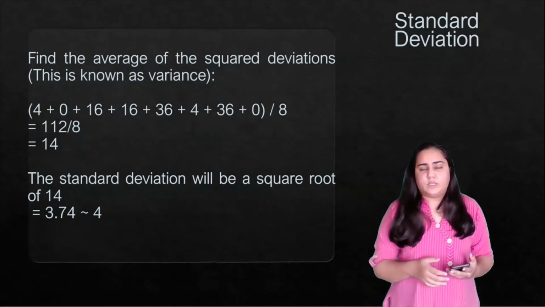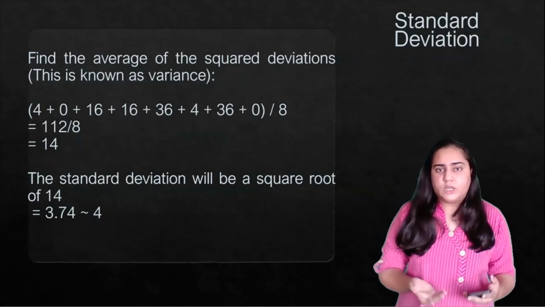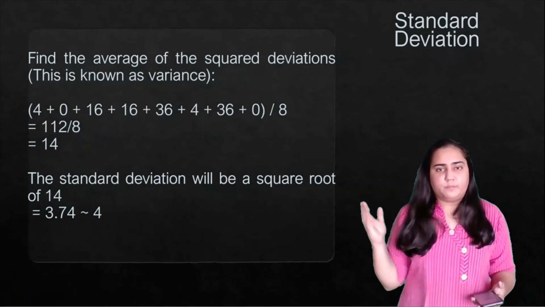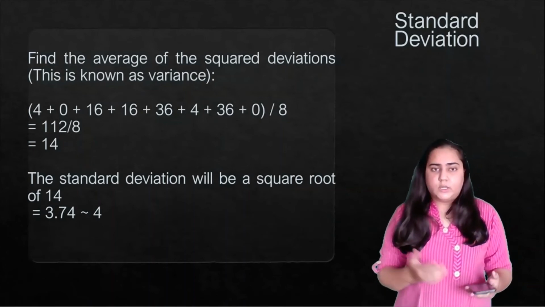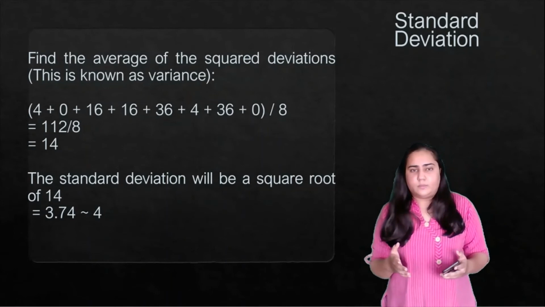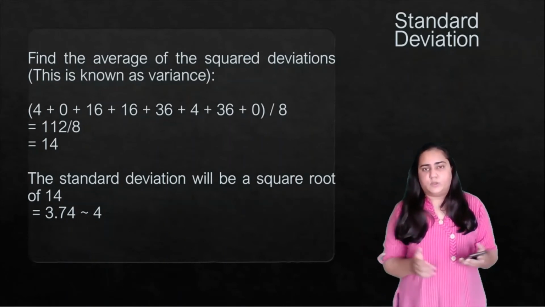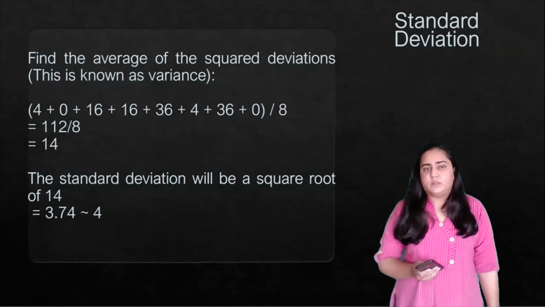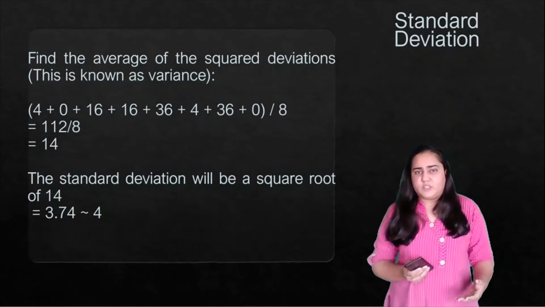And now we are going to see the standard deviation. Standard deviation is nothing but the square root of variance, which is the square root of 14, which gives us 3.74. It's close to 4, so we are just going to round it up and say that it is 4. So that's how you can calculate the standard deviation.